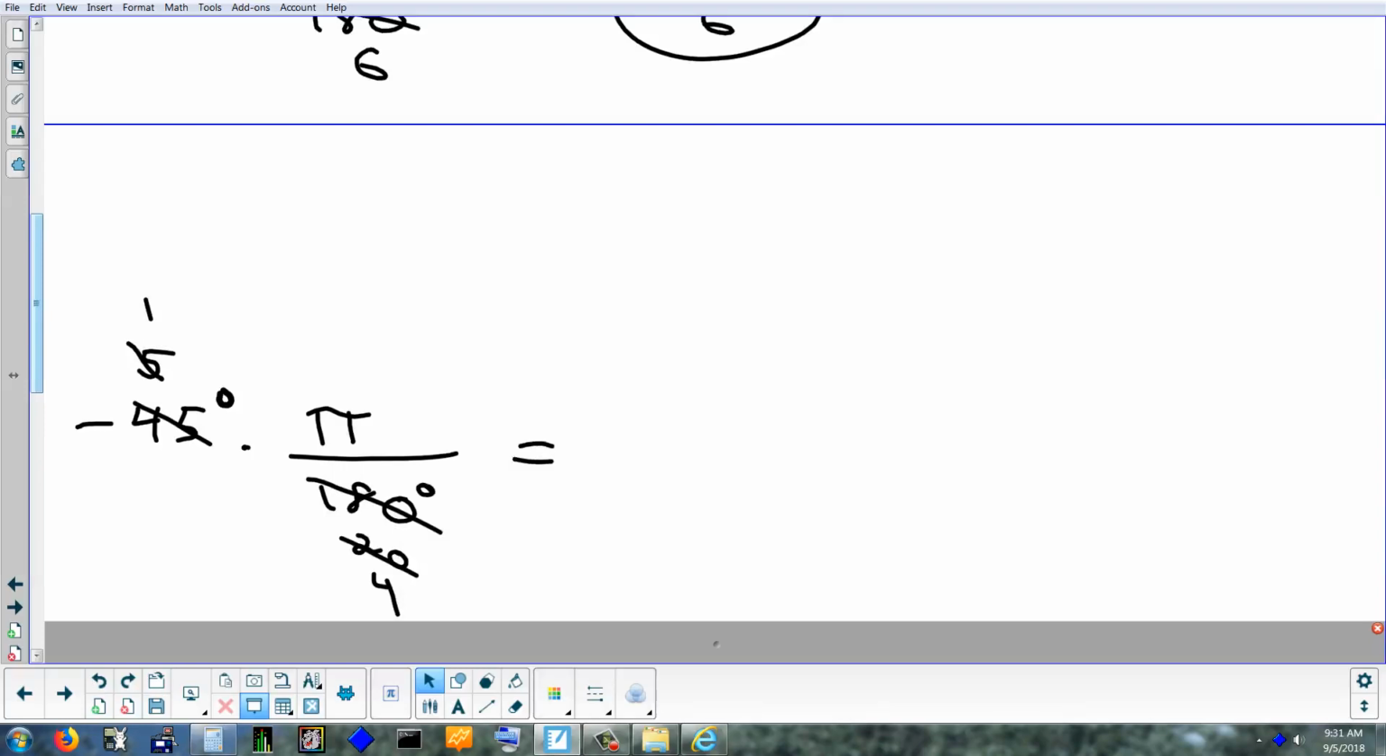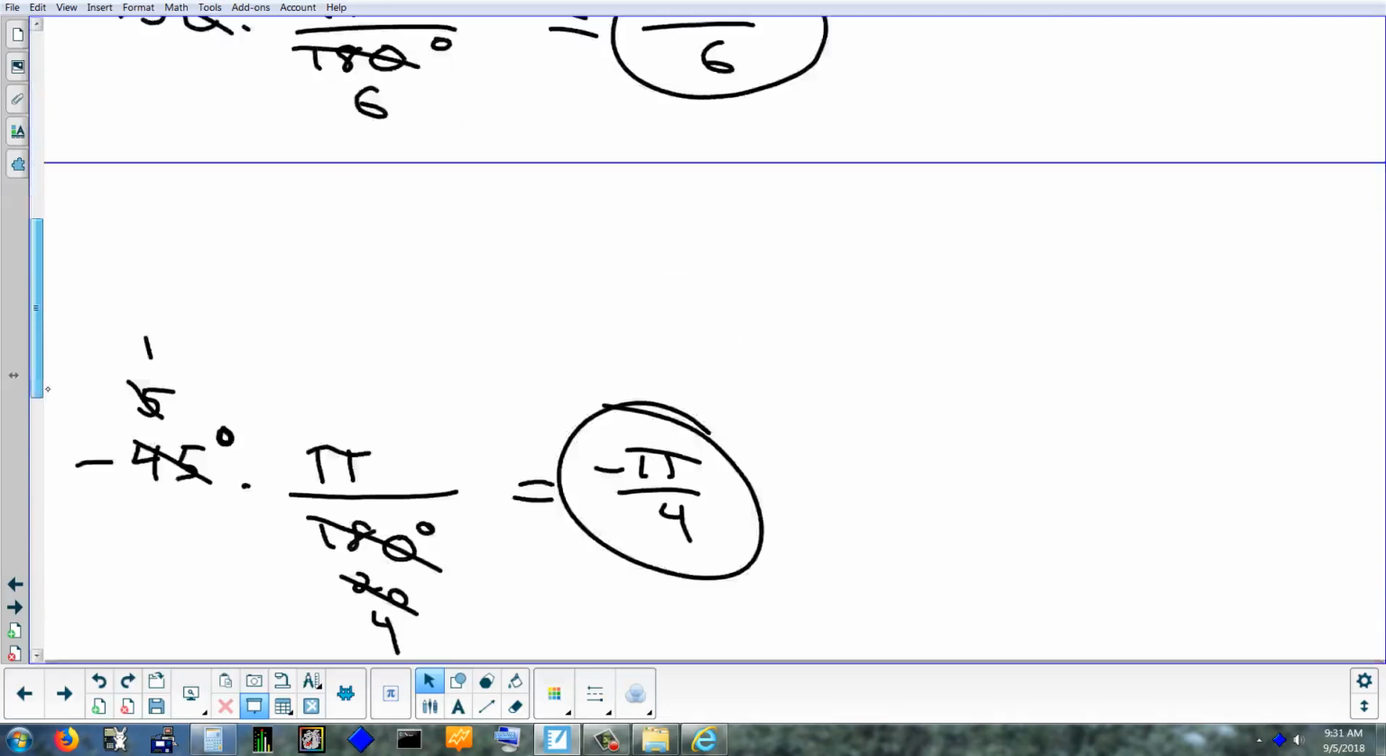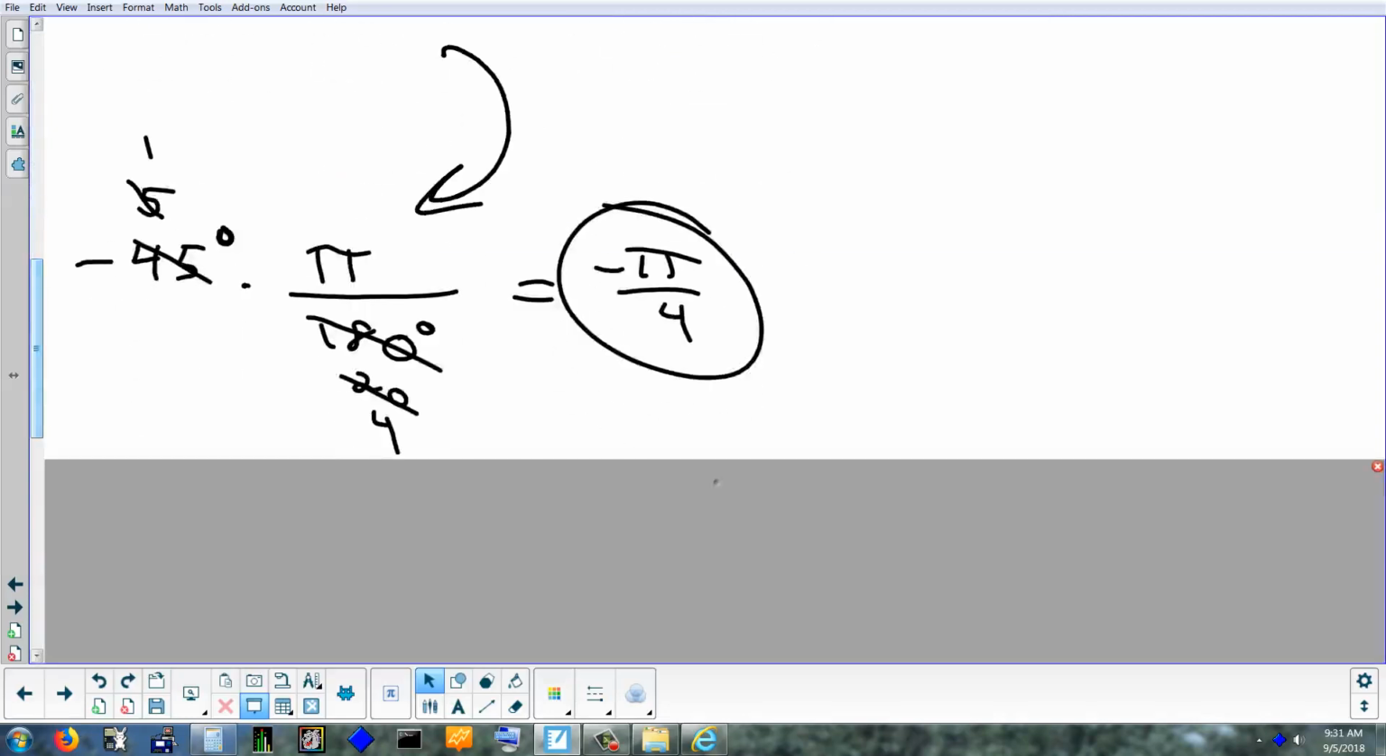Right, so now I write my final answer. Michael, what's my final answer there? Negative pi over 4. That's it. Perfect. Negative pi over 4. What's the difference with a negative angle versus a positive angle? It'll go counterclockwise. Yeah, it's just the direction. So the positive angles are going counterclockwise. Negative angle, the terminal side is swinging clockwise.